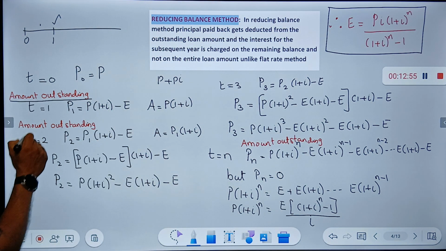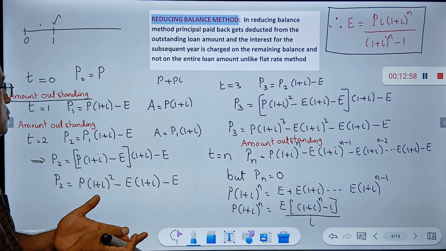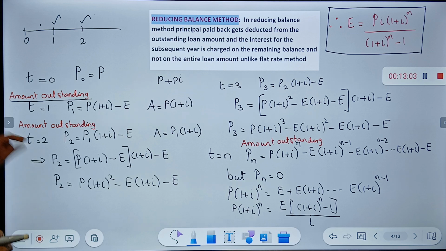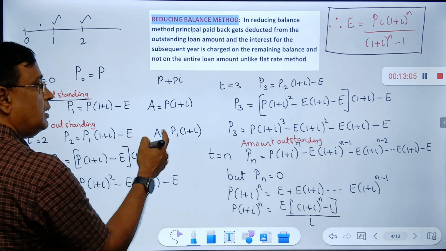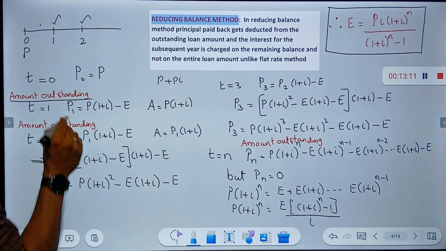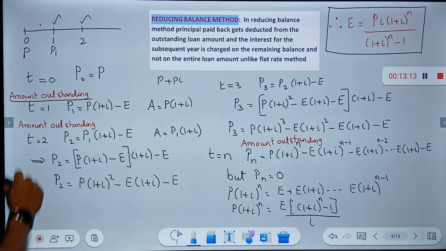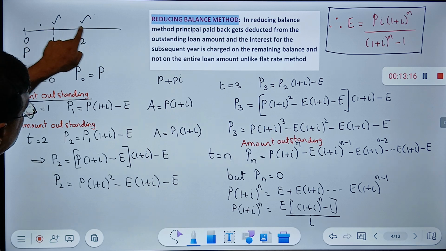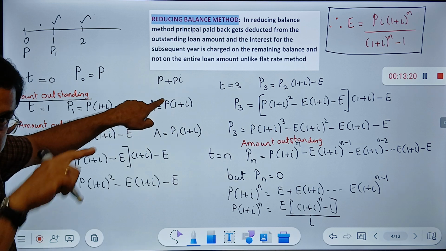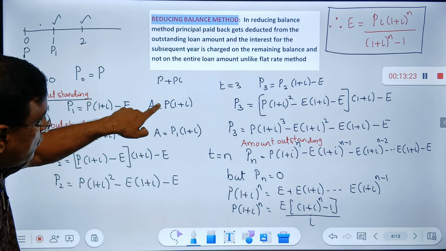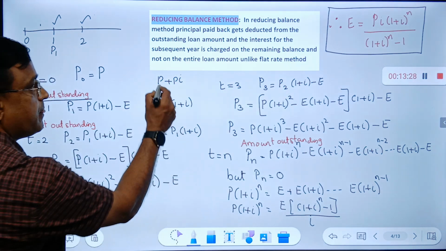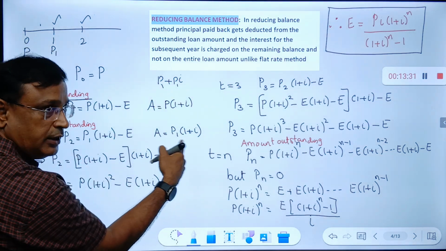Next, what do I do? When T equal to 2, what do you mean by T equal to 2? You are in this location. Okay, in this place, what is my amount? You are starting with P, and here your present value is P1. From 1 to 2, my principal will be P1. My principal is no longer P. It has changed to P1. So my amount will be P1 into 1 plus I. Correct? P1 into 1 plus I.